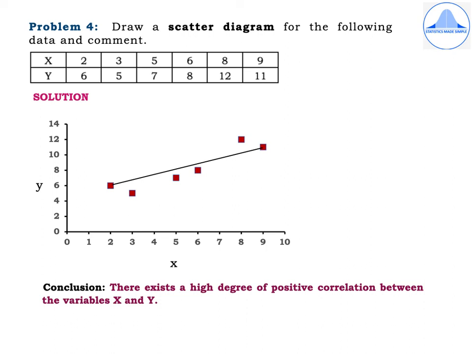Now draw a straight line starting from the first pair of observations, that is 2 and 6, to the last pair of observations, which are 9 and 11. Now when you draw the straight line, you see that the other points are lying close to this straight line, which has a positive slope. So the conclusion is there exists a high degree of positive correlation between the variables x and y.